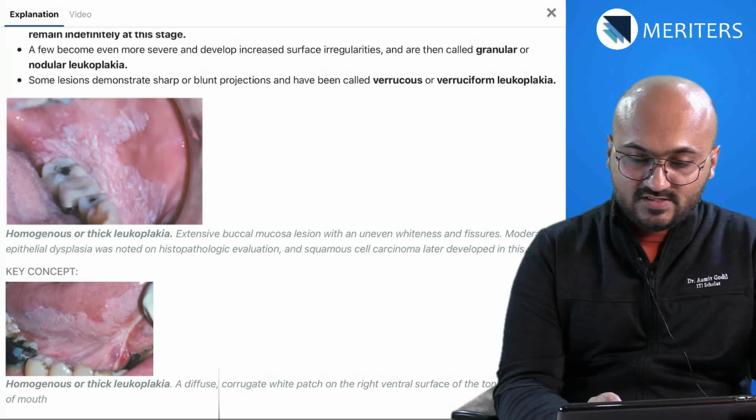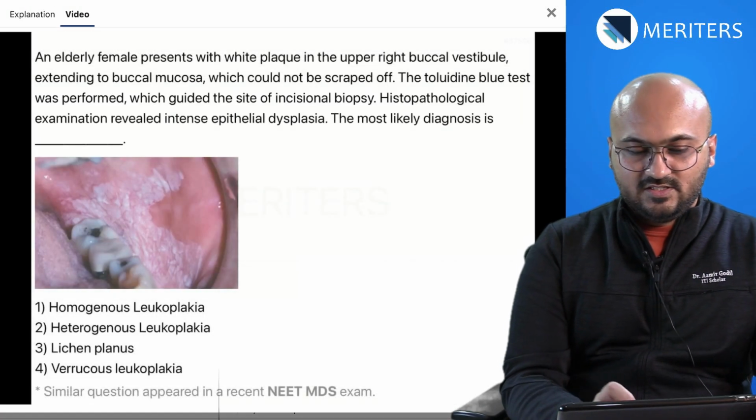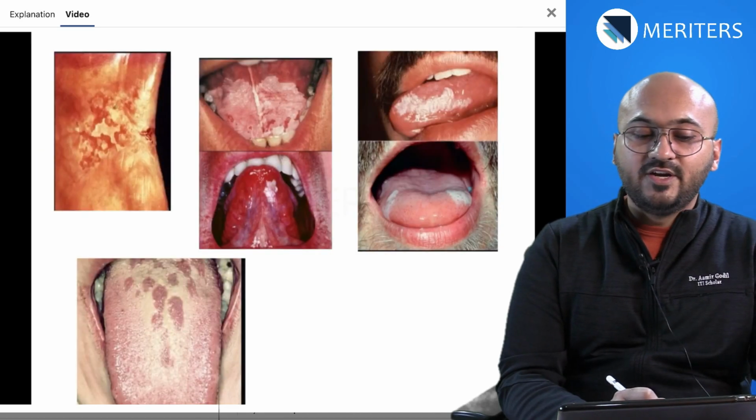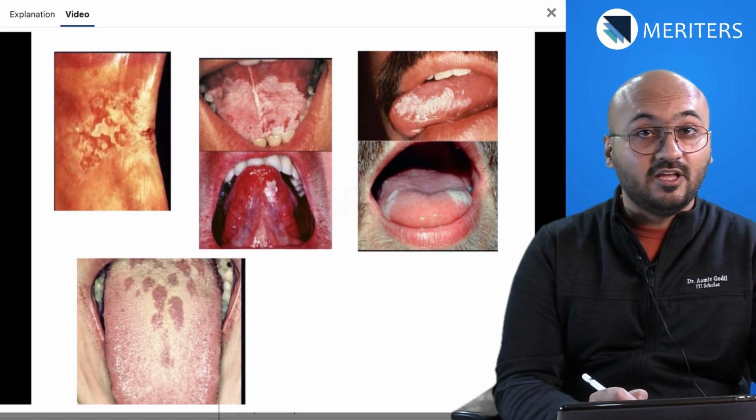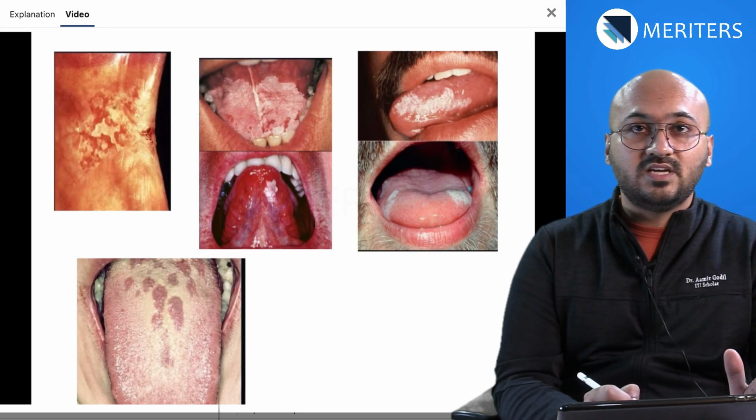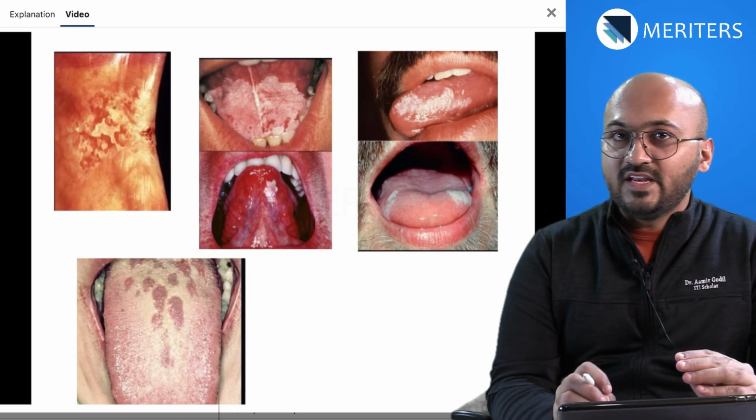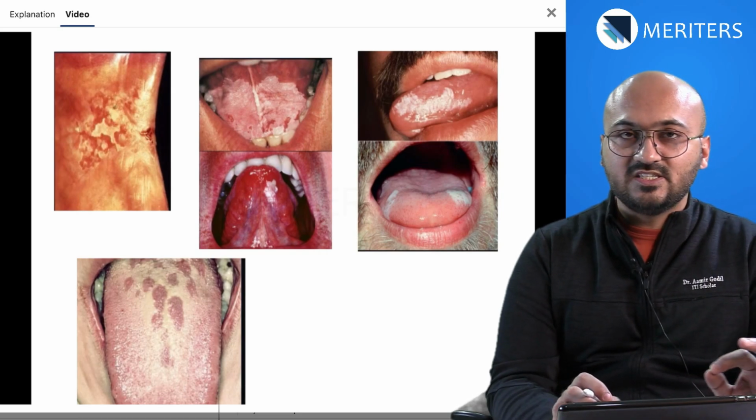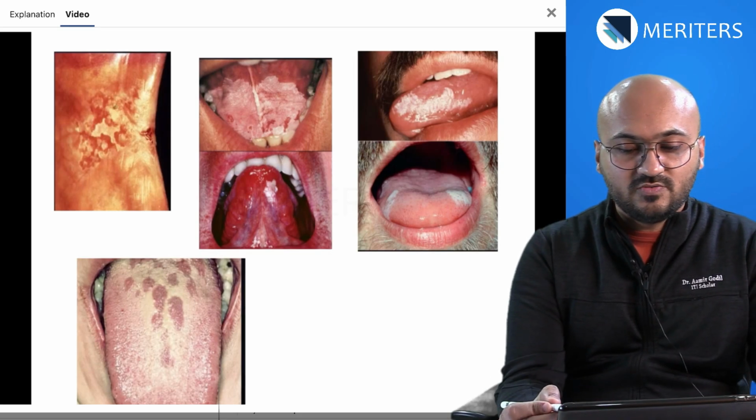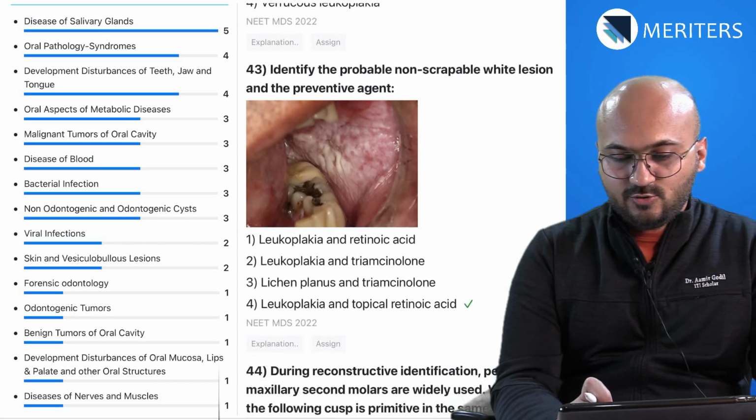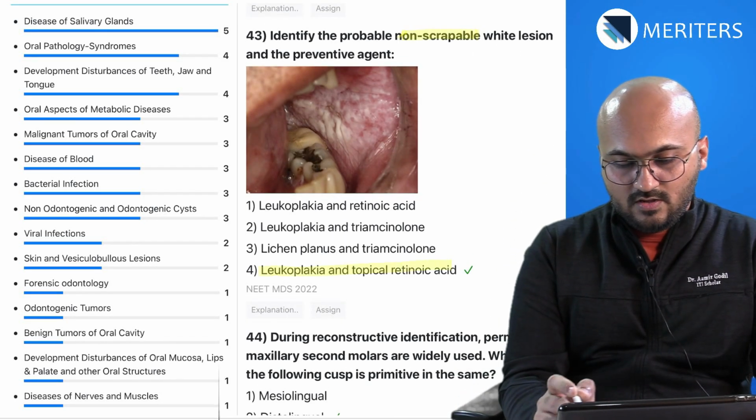You can look at the key concept. Plus, you can always watch the video explanations. The video explanations will have a lot of parallel knowledge, a lot of interesting images from all standard textbooks. So do not miss out on these very specific questions which have a lot of image-based question possibility. Look at the MCQ videos without fail. Right, then the next question is identify the probable non-scrapable white lesion and the treatment.